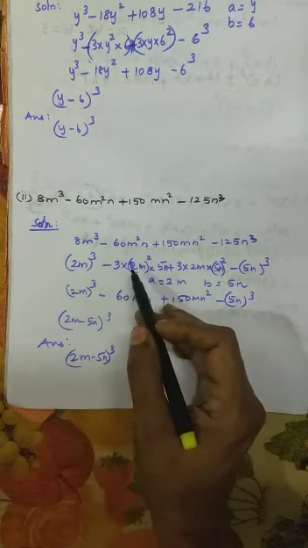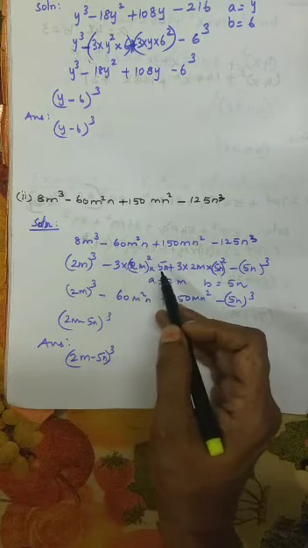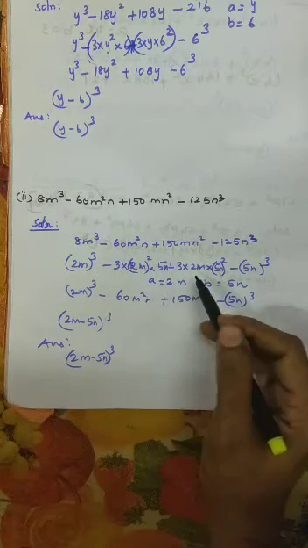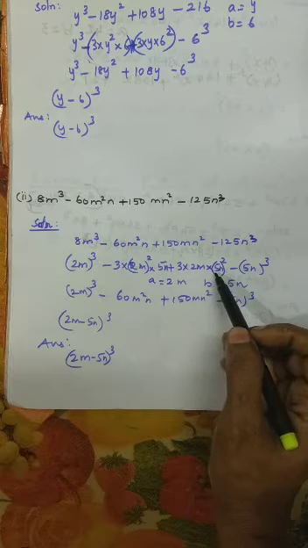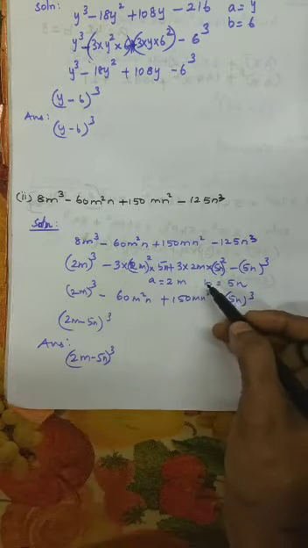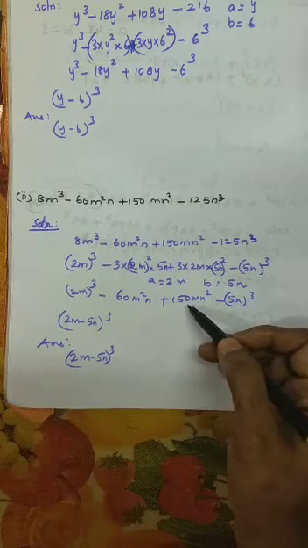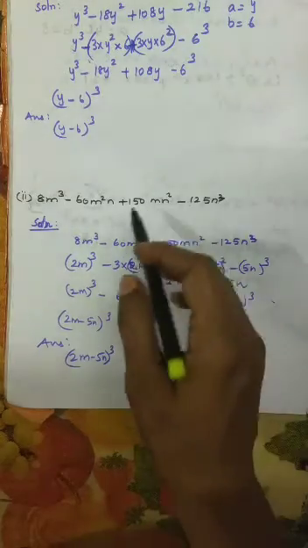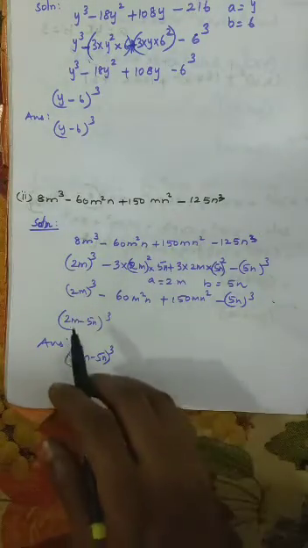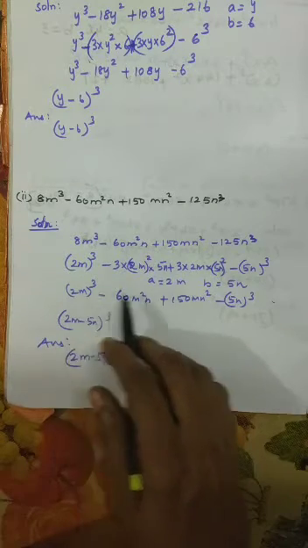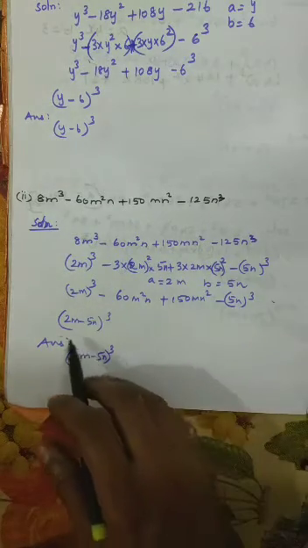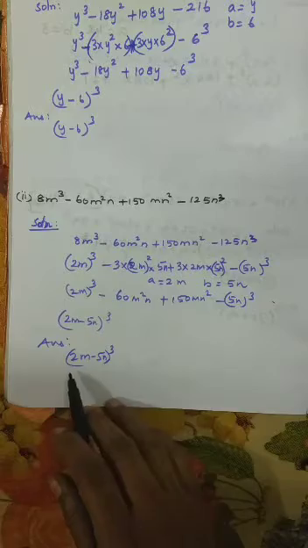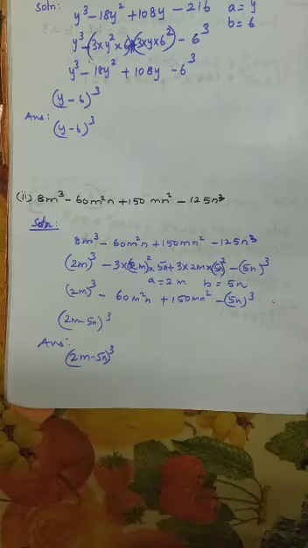Now you solve and see. Here 2 2s are 4, 3 5s are 15, 15 4s are 60 m square n. Okay. Then here 5 5s are 25, 3 2s are 6, 25 6s are 150 m n square minus 5n the whole cube. So we have got the given question. So the answer is a minus b the whole cube, isn't it? That is a is 2m and b is 5n. So 2m minus 5n the whole cube is the answer.